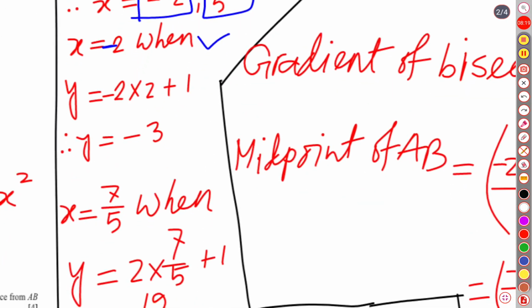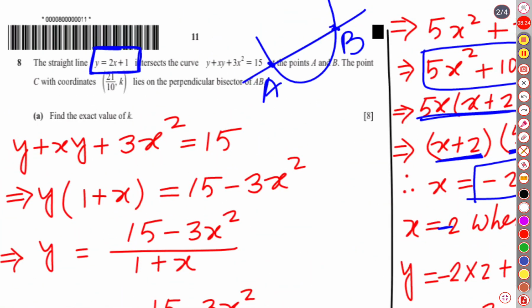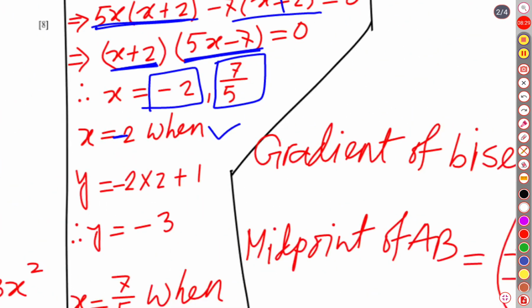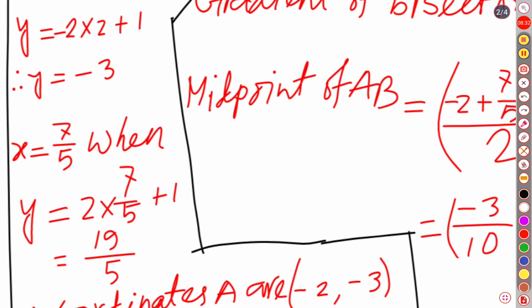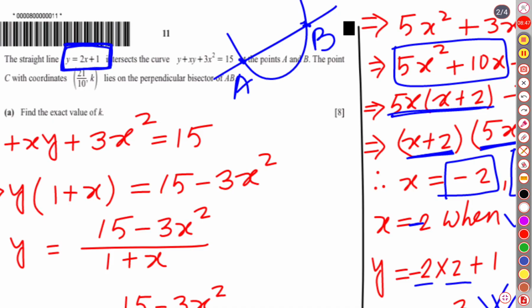So if x is negative 2, what was the equation of the straight line? y equals 2x plus 1. So 2x plus 1 means 2 into negative 2, plus 1, so y is negative 3. The straight line is intersecting not only at one point, it is intersecting at B also as per the question. So we have got the x and y coordinates of A.